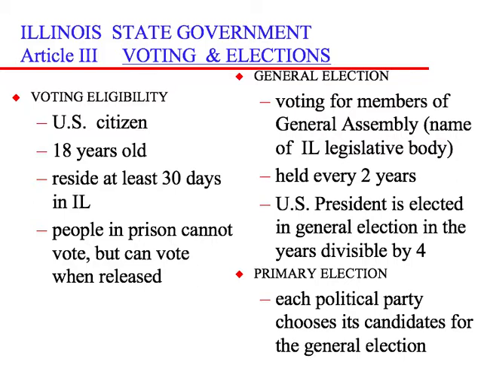Some voting and election requirements are in Article 3. You have to be a U.S. citizen, 18 years old, and live in Illinois for at least 30 days. People in prison cannot vote, but can vote when they are released.